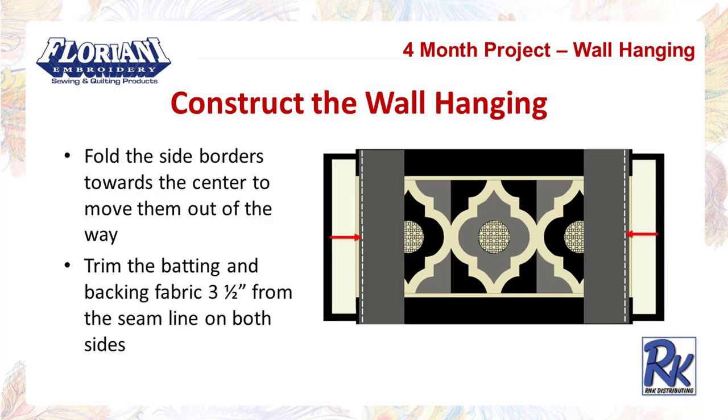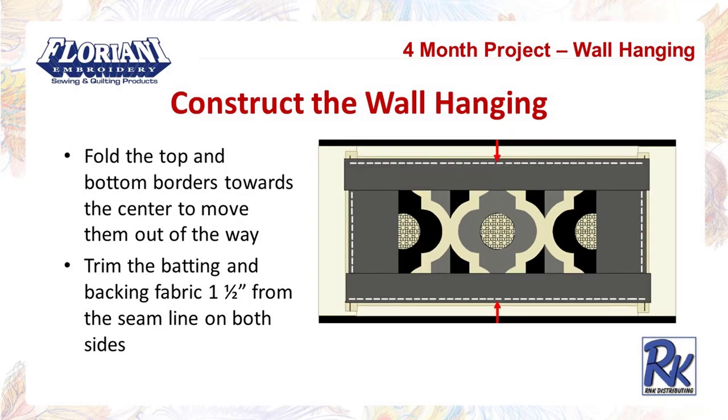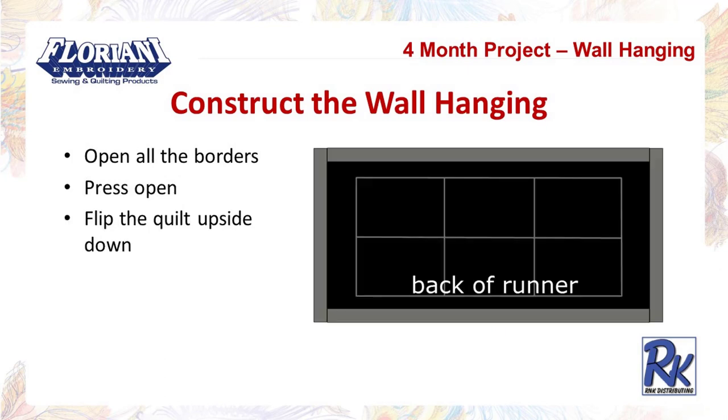Now we want to fold our side borders towards the center to move them out of the way, and then trim the batting and the backing fabric together 3.5 inches away from the seam line on both sides. Now, like we did for the sides, we want to fold the top and bottom borders towards the center to move them out of the way, then trim the batting and the backing fabric together, this time 1.5 inches away from the seam line on both sides.